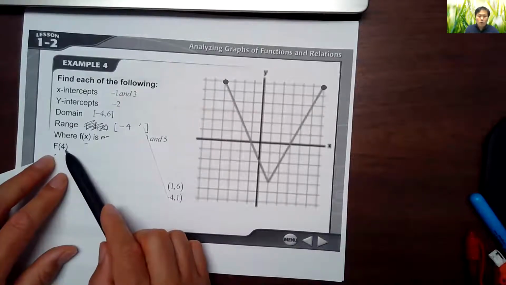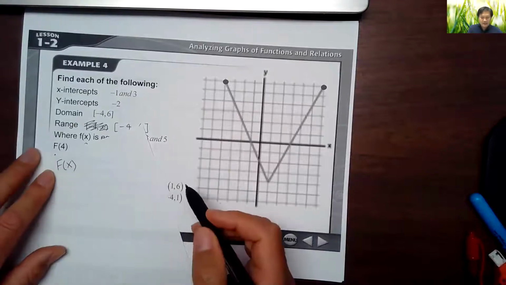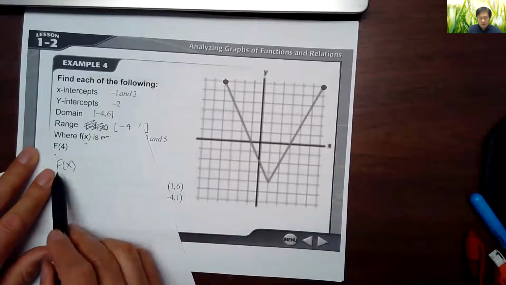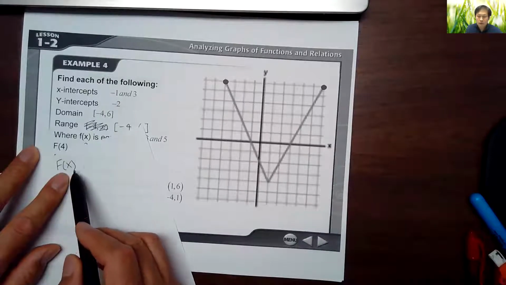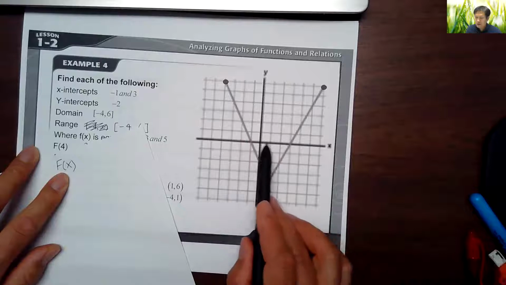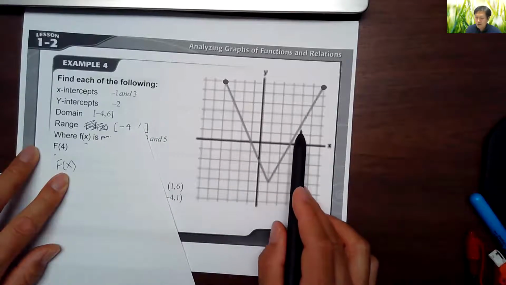f of 4. Okay, be careful. f of 4 means f of x where the x value is 4. The x value is right here. 1, 2, 3, 4. What's its y value? 2.